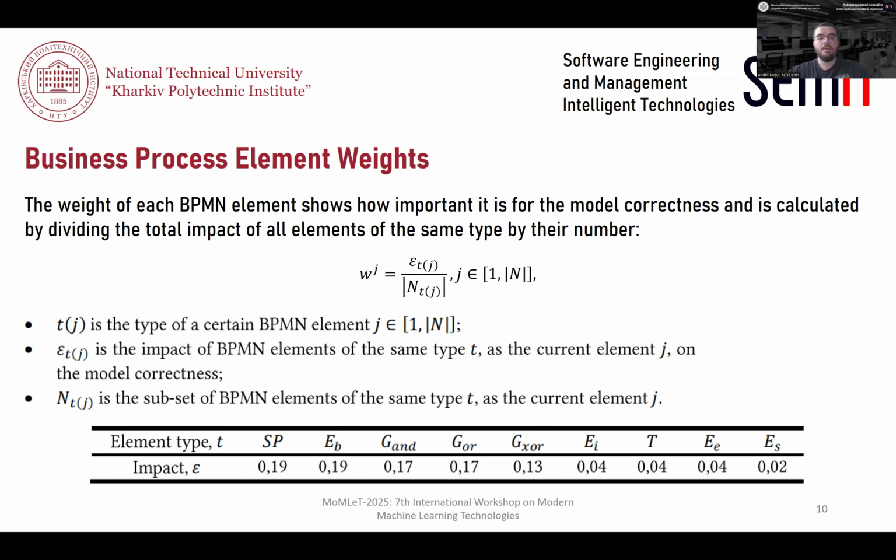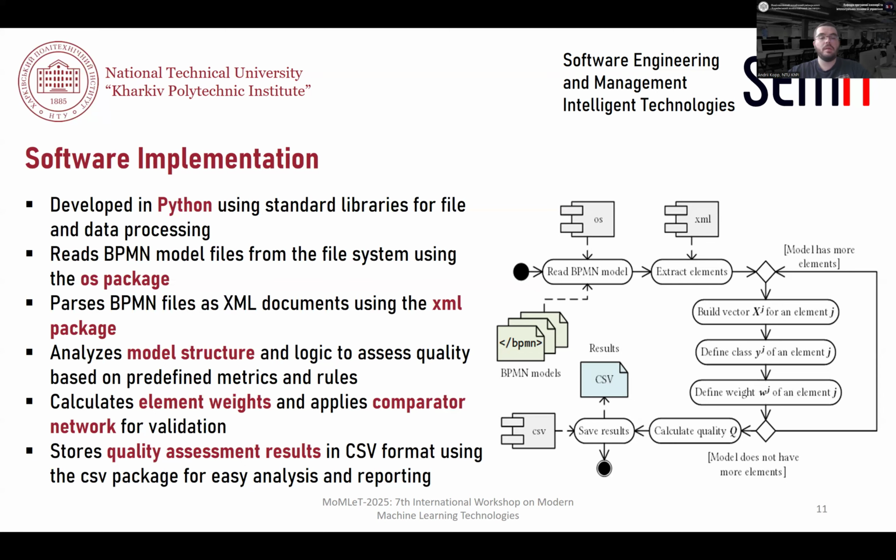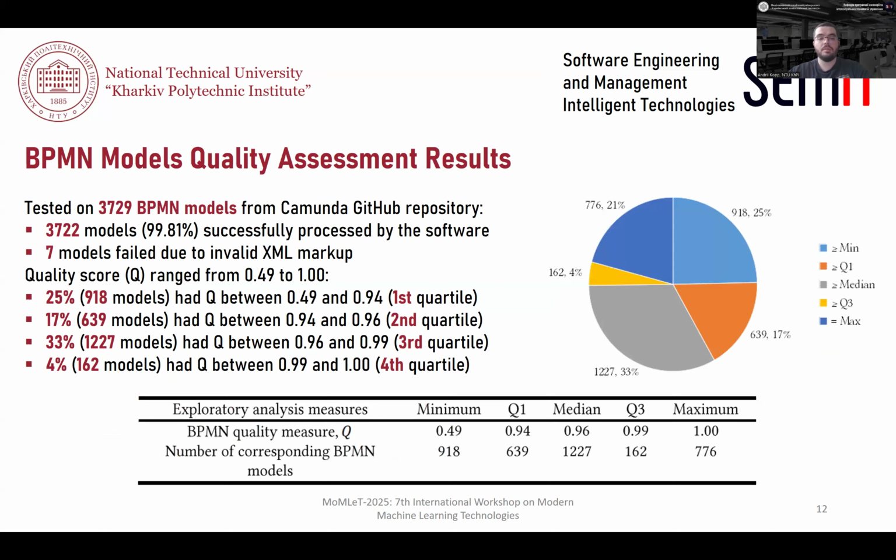The developed software is created using Python and standard libraries for XML file data processing. It reads BPMN model files from the file system using the OS package, parses BPMN files as XML documents using the XML package, analyzes model structure and logic to assess quality based on predefined metrics and rules, calculates element weights, and applies the proposed comparator network for validation, and stores quality assessment results in CSV format suitable for easy analysis and reporting. The obtained business process model and quality assessment results are demonstrated here.